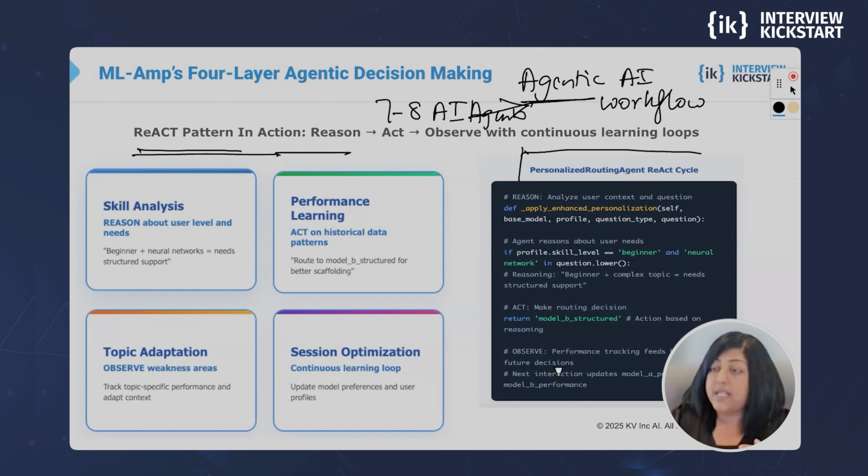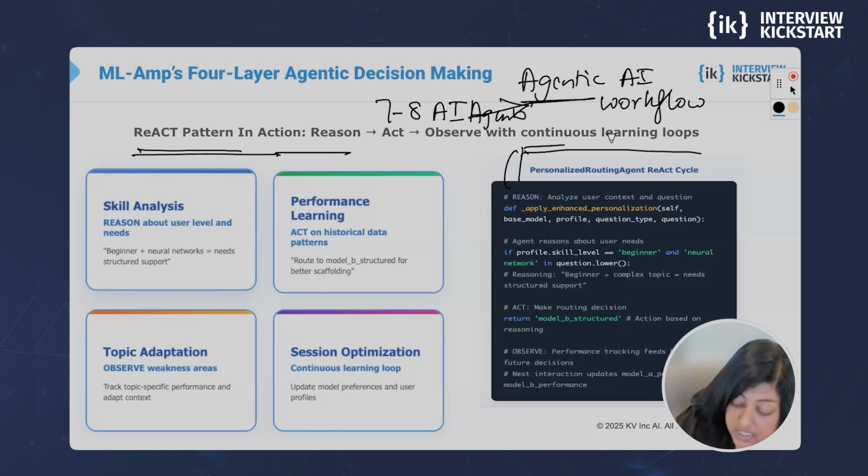Then it observes my performance, and that feeds back into the future decisions. So the next interaction, it's probably updating how Dipti, as a beginner on the neural network topic, performed, having been routed to model B versus model A. That's the observation that it's making, and it's recording that to guide future decisions.